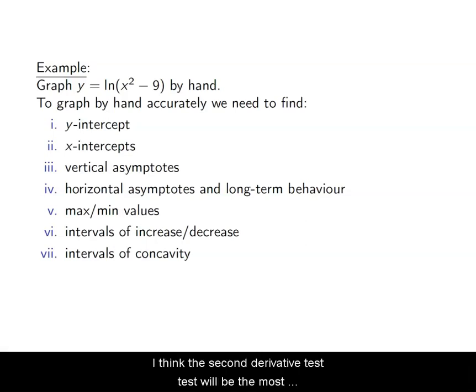So I think the second derivative test will be the most useful because I'm going to end up finding my intervals of concavity using that value anyways. However, the first derivative test is fine as well. So remember, if I do the first derivative test, that means I'm finding my critical values and then I'm checking what my derivative is doing to the left and to the right. So the nice thing about the first derivative test is it'll also tell me my intervals of increase and decrease.